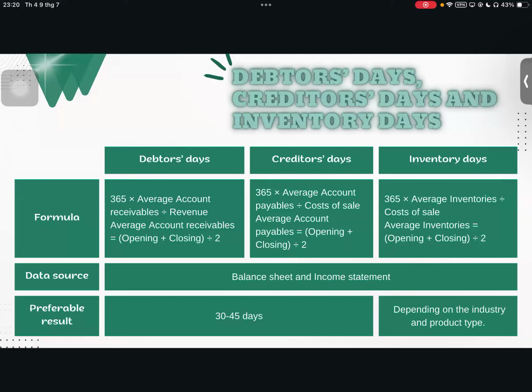Depending on the industry and depending on the product, the inventory days may vary. For perishable products, the average inventory days should not be longer than their useful life. For example, for a food retailer, the average inventory days should be around 5 or less.